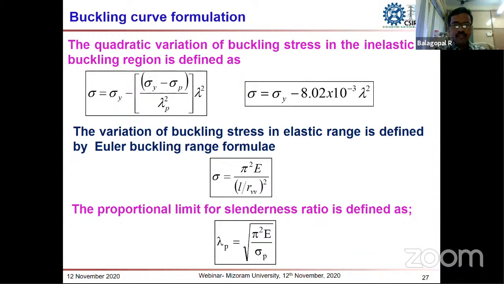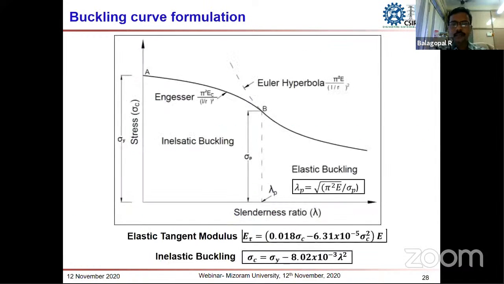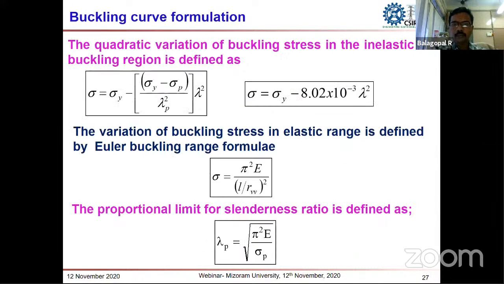And for the variation of buckling in the elastic range, that is beyond the proportional limit lambda p, the buckling is governed by this formula, that is pi square E by L by r_vv squared, where r_vv is the minimum radius of gyration. How to compute the proportional limit for a particular yield stress is given by this formula. We can compute this for any cross section using these parameters, and we can compute the buckling curve.